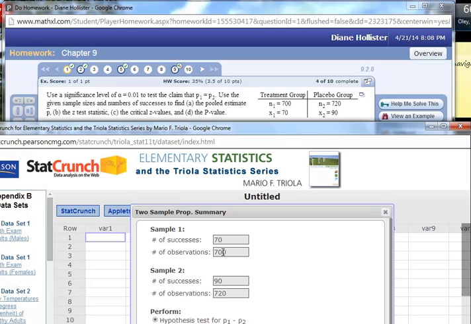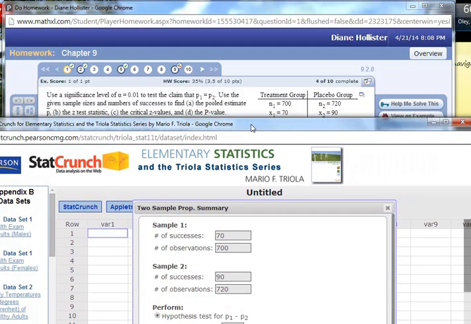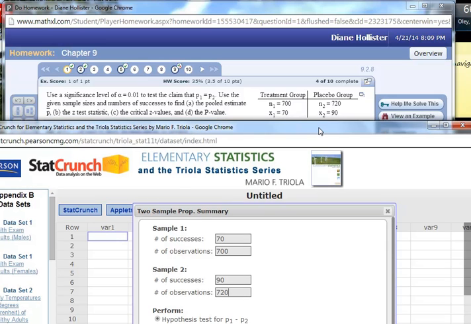Now you can add the 70 and the 90 and divide it by the sum of 700 and 720. That's what's called the p-bar or the pooled estimate. You can also find the individual p hat for the first one, p hat for the second one. We're not doing that right now, but sometimes the problem might ask that. 70 divided by 700 is 10%. 90 divided by 720 is 1 out of 8 or 12.5%.